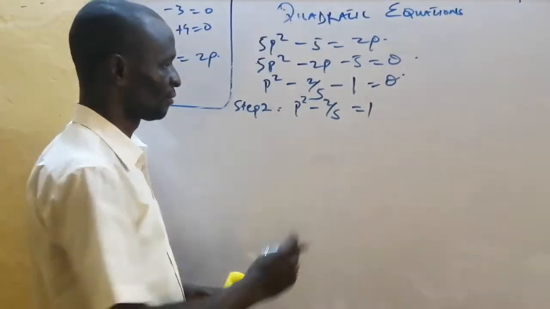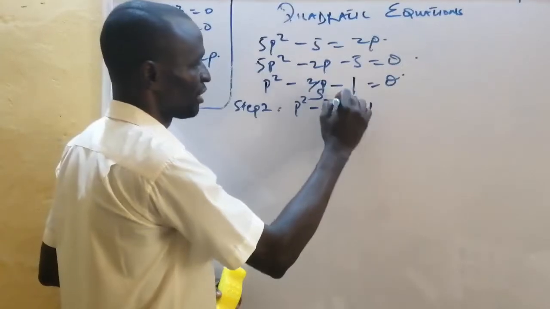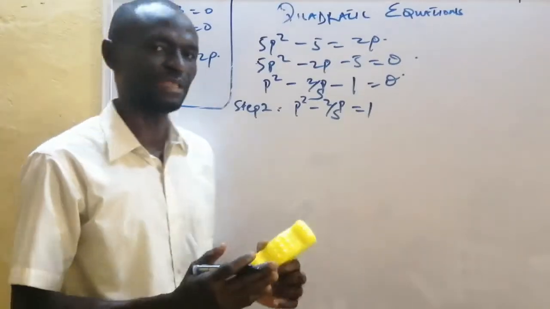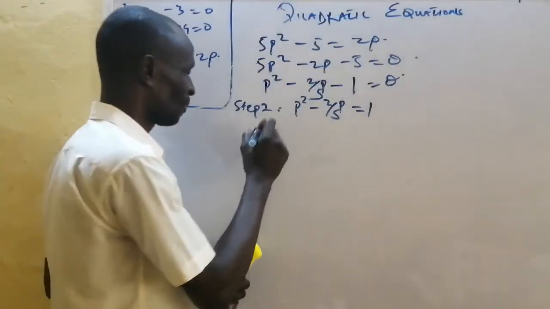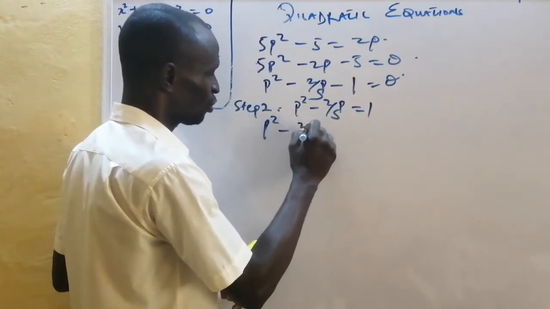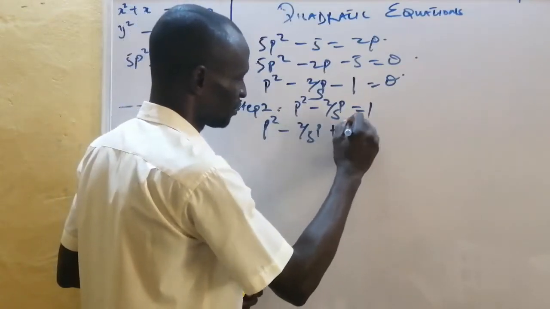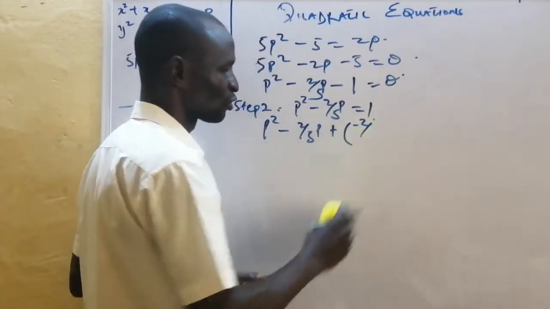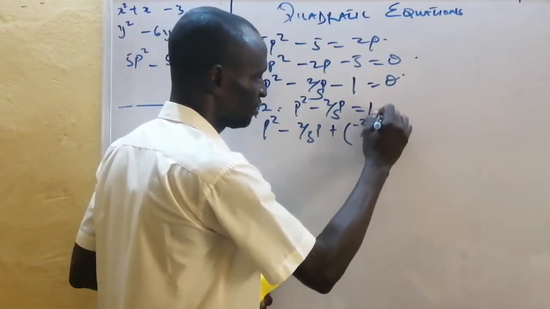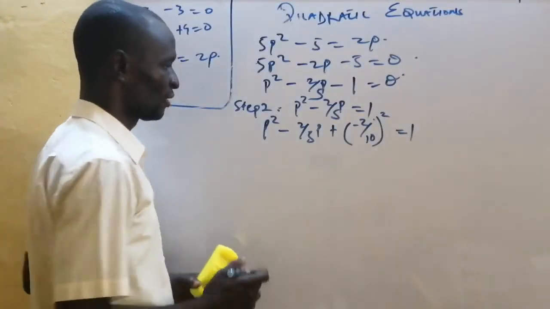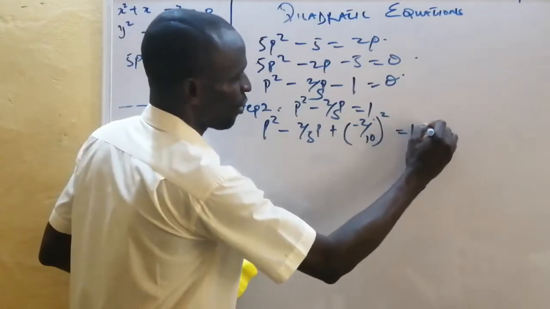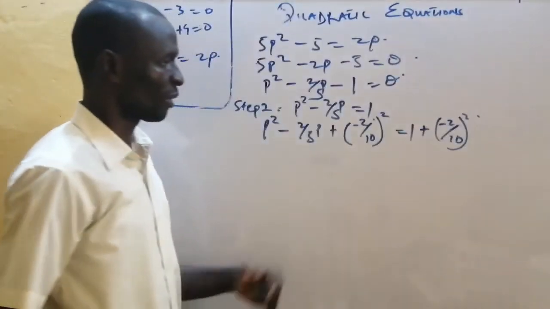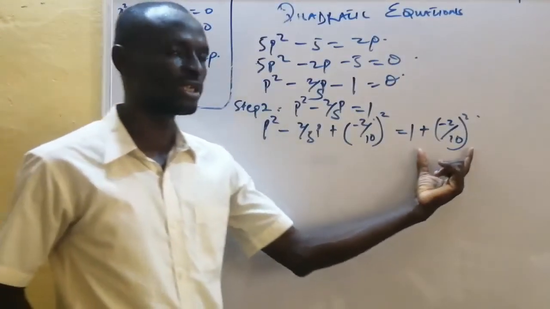Let's go to step 3. We take the coefficient of p, that's minus 2 over 5, halve it and square it, and add to both sides. That is p squared minus 2 over 5 p plus minus 2 over 5 halved becomes minus 2 over 10 all squared equals 1, so that this becomes 1 plus minus 2 over 10 all squared. Whatever I do to the right side, I do the same to the left side.